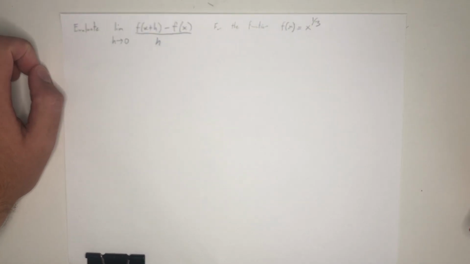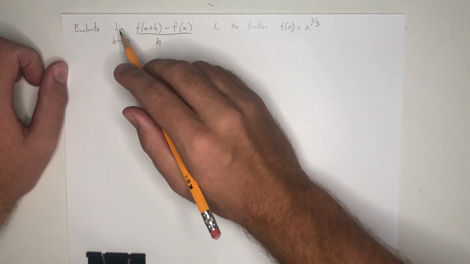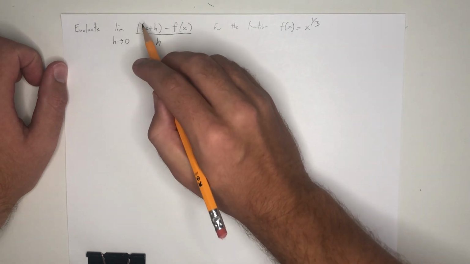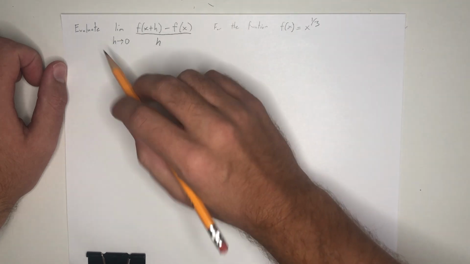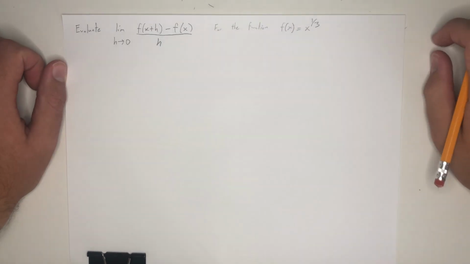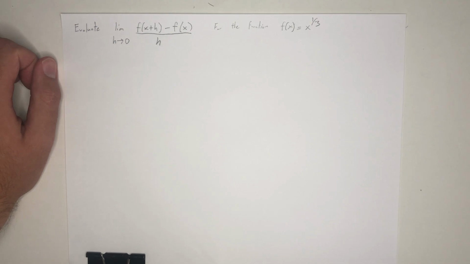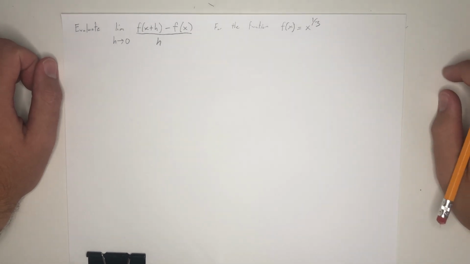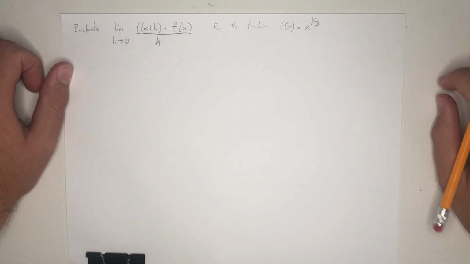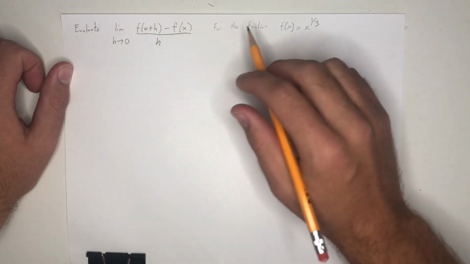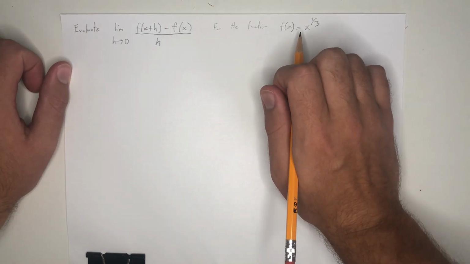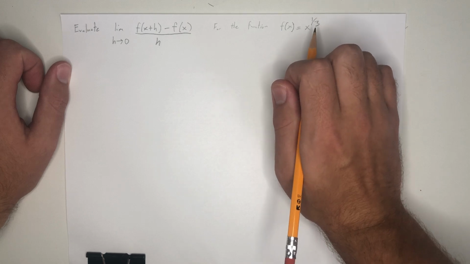Hello there, this is Holt, and we have a problem that asks us to evaluate the limit as h goes to 0 of f of x plus h minus f of x all over h, which, or at least I remember as, one of the ways to solve for the derivative. So they want us to evaluate the derivative for the function f of x equals x to the 1/3.